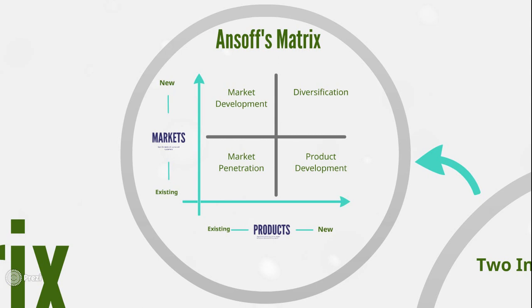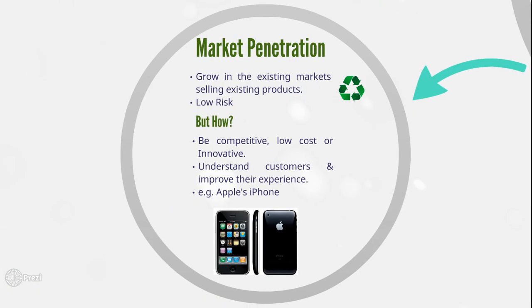The Ansoff matrix divides the four strategic options in four quadrants: market penetration, market development, product development, and diversification. Let's discuss each one of them. Market penetration. Market penetration is a low-risk strategy that the business can choose without departing from their existing markets and their existing products.